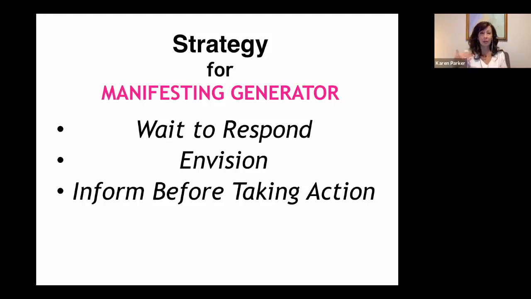And one of the things that can be the most frustrating, I think, for a manifesting generator is the idea that no matter how careful you are with the details, no matter how much you try not to skip a step, you just do.